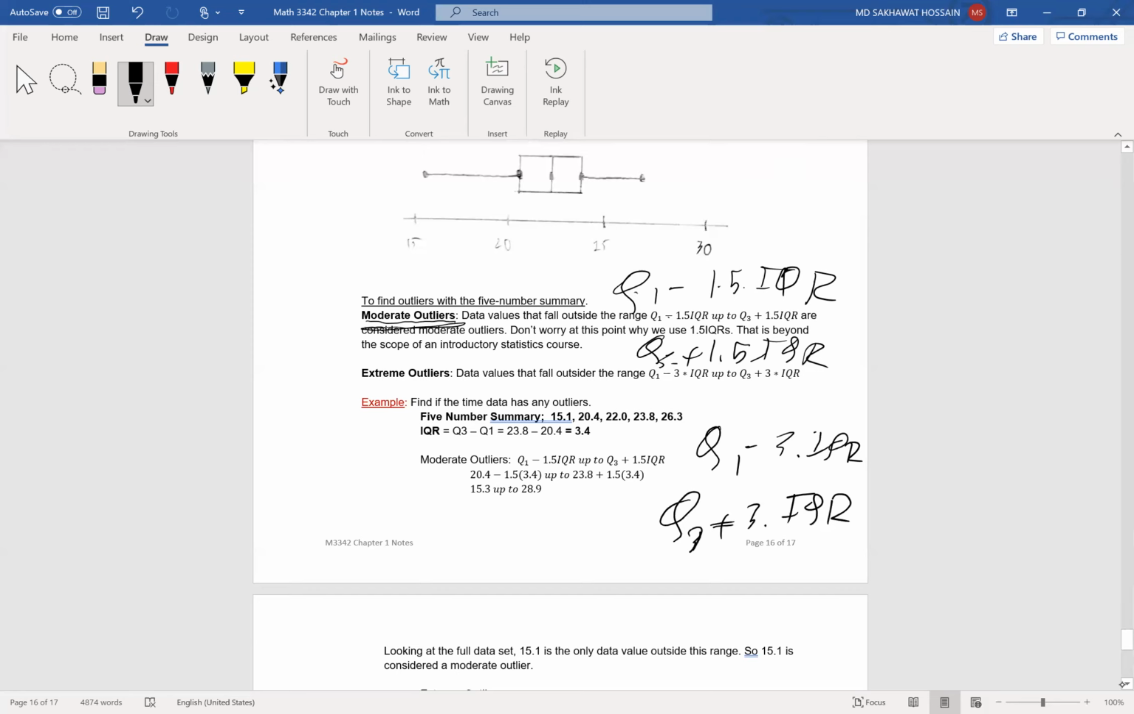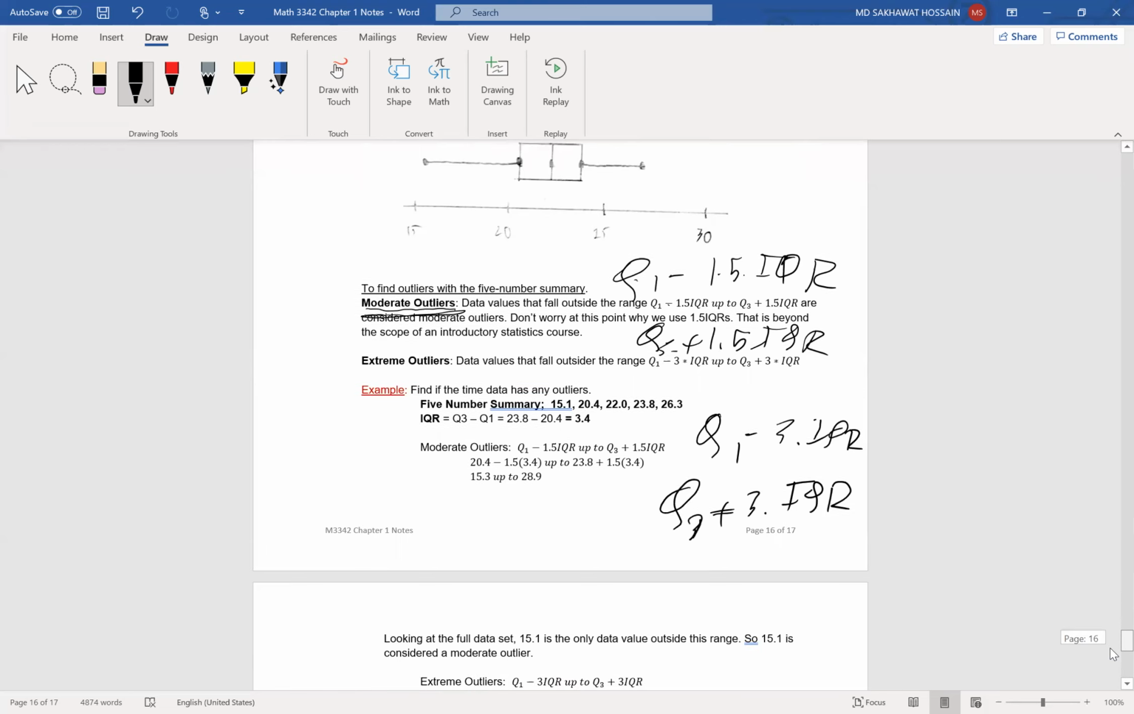So to construct the box plot, you need to know about the outliers. You need to find the outliers and the 5-number summary. If you have the 5-number summary and the outliers, then you can construct the box plot.